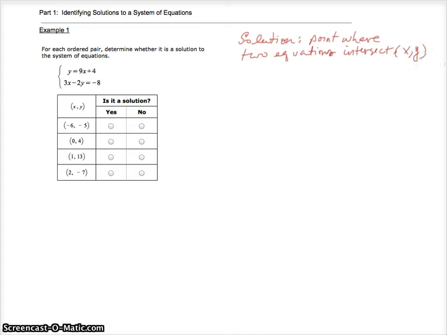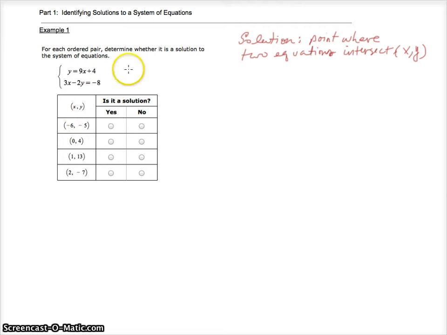most of the time. Now we can have an equation and we can have no solution. We'll look at those cases, but for now let's focus on the solution being a point where two equations intersect. So I have two equations and now I have ordered pairs. So it says for each ordered pair determine whether it's a solution to the system of equations. Well, for this to work, each point has to make both equations true.